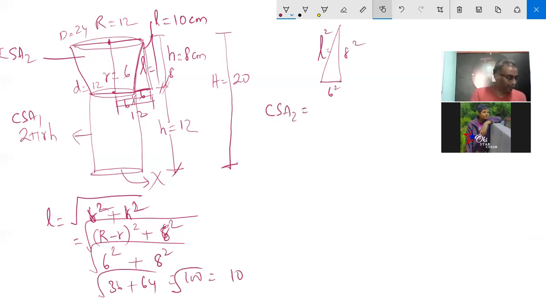Okay. The formula for CSA of the frustum is pi into R plus r into L. Big R plus small r into L. That is the formula for the CSA of the frustum. Okay. So pi into big R is 12, small r is 6, L is 10.